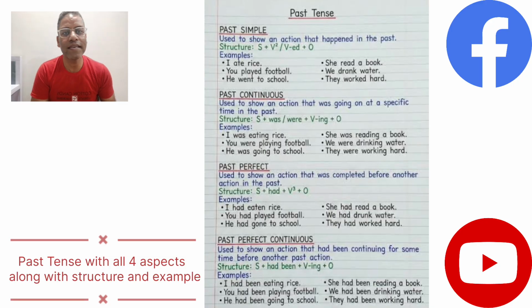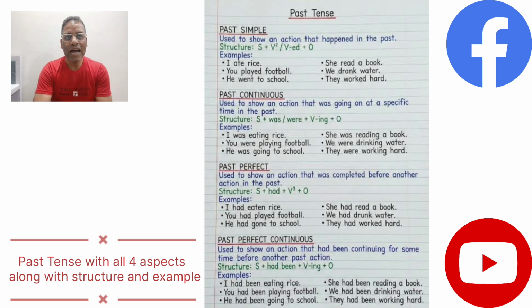Past perfect is again the aspect that helps us to indicate some work that has recently been done or that is about to be completed. Okay, and the structure for the past perfect is subject plus had plus the third form of the verb, that is the past participle form of the verb, along with the object. Let's go for the examples.